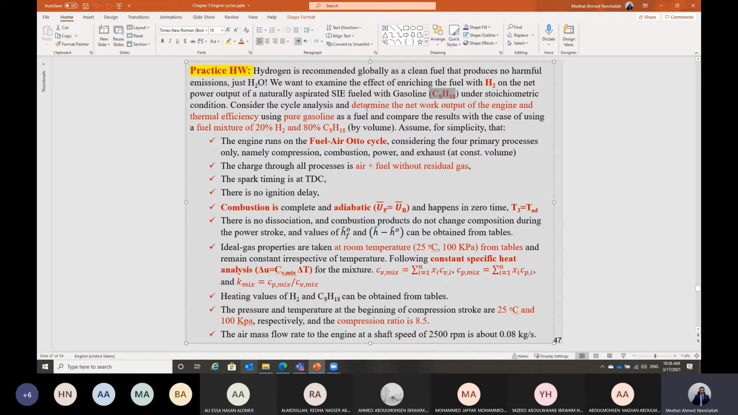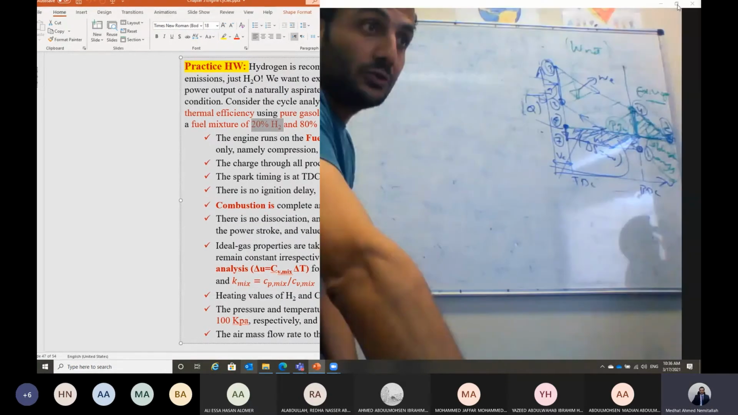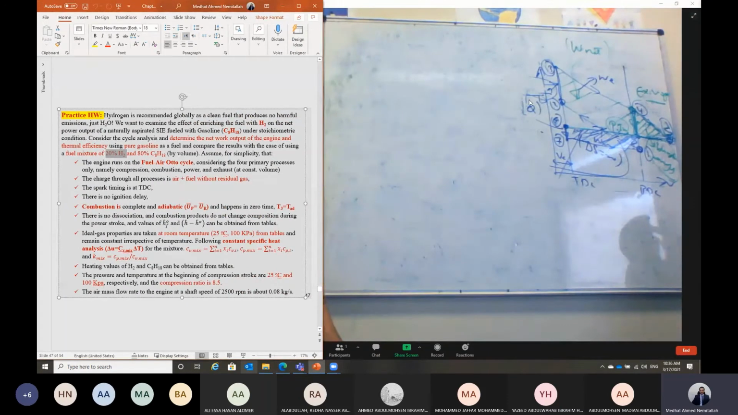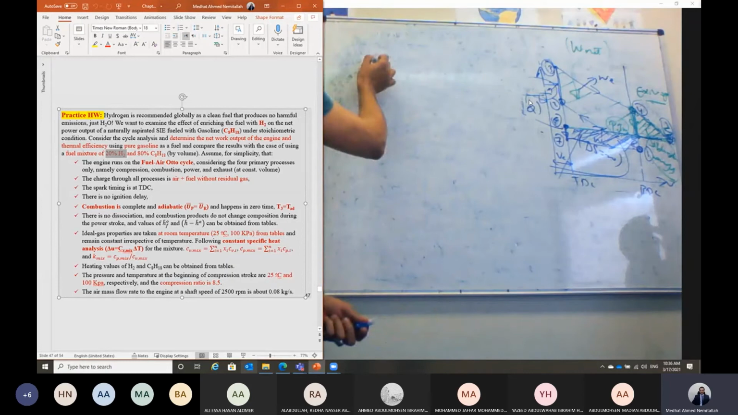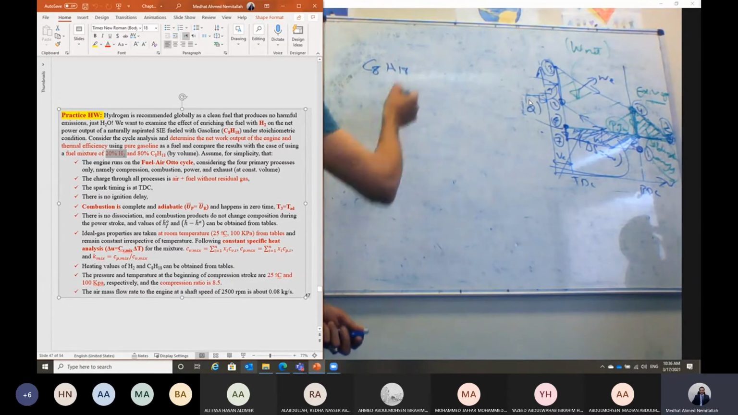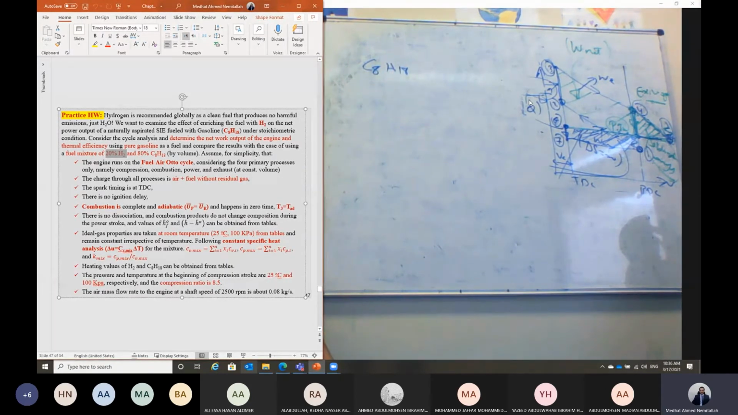When we have the fuel is a mixture of 80% iso-octane plus 20% hydrogen, we need to see the effect of hydrogen addition on the net work out and also on the thermal efficiency of this engine. So let's consider the basic case. If we have a pure fuel, which is pure iso-octane, C8H18, let's write down the combustion equation.